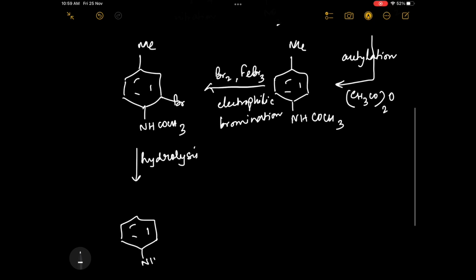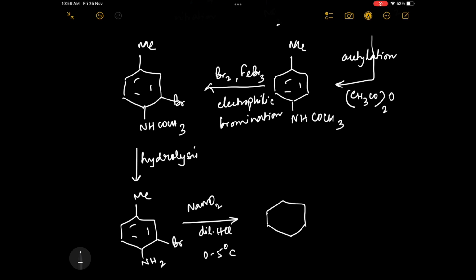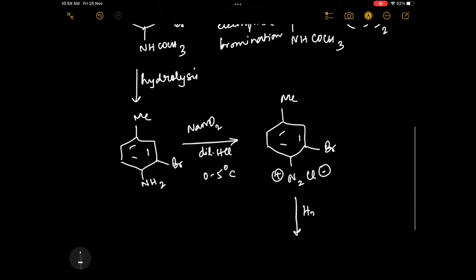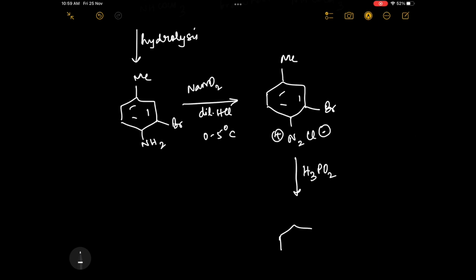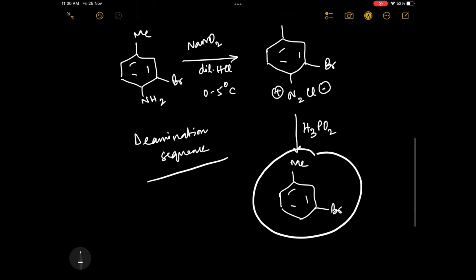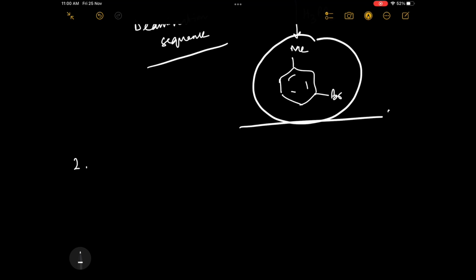After subsequent hydrolysis, the NHCOCH3 group converts to NH2. After that, we do the deamination sequence. So first we diazotize the NH2 to N2+ Cl−, and after that the diazonium compound is treated with H3PO2, which removes the diazonium group. This is known as the deamination sequence of reactions, and hence we get our product.